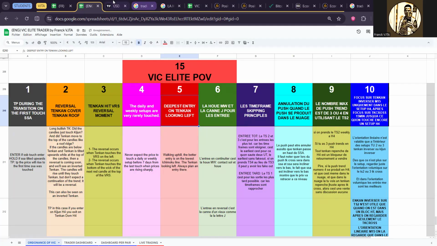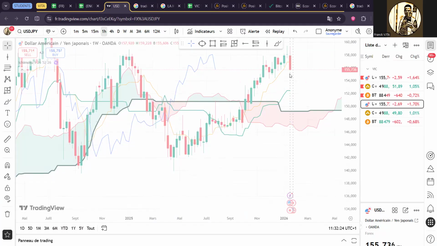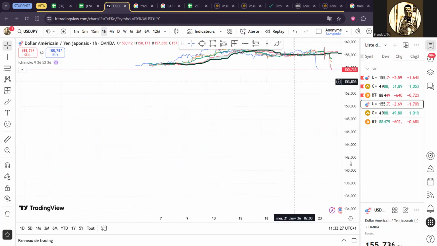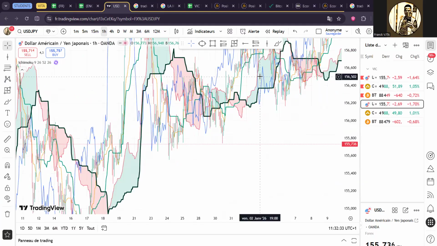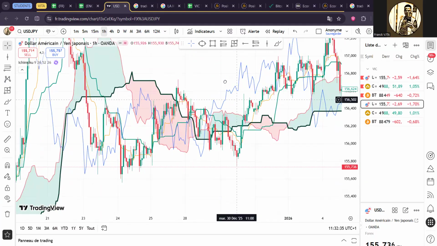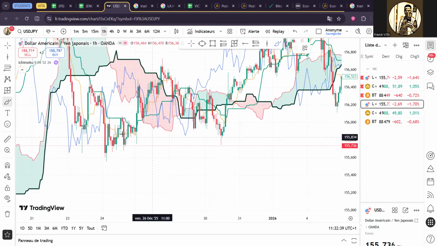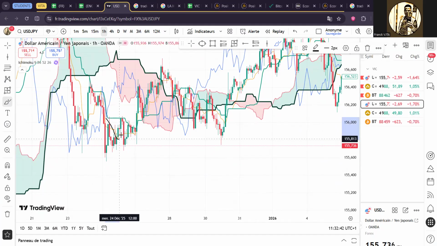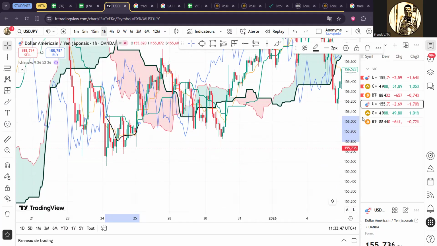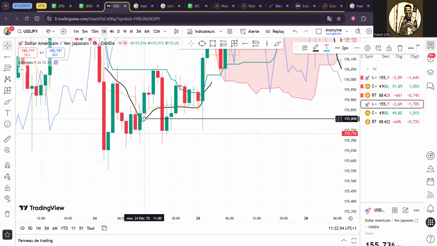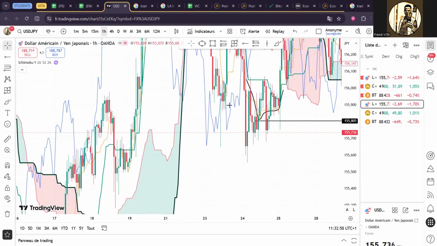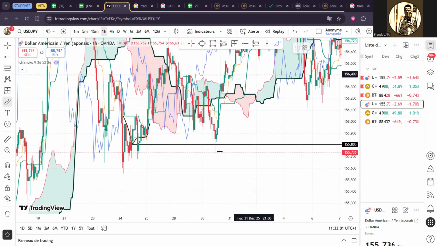The deepest entry is on Tenkan looking left. So let us go on 1 hour, for example. When you see this movement, we are on 1 hour, right? When you see this movement, Tenkan made a sort of curve, a V to the downside. And when you take a horizontal line, you place it like this at the bottom of the Tenkan here, right? You realize that when the price will start making a pullback, it will come back maximum at that level.